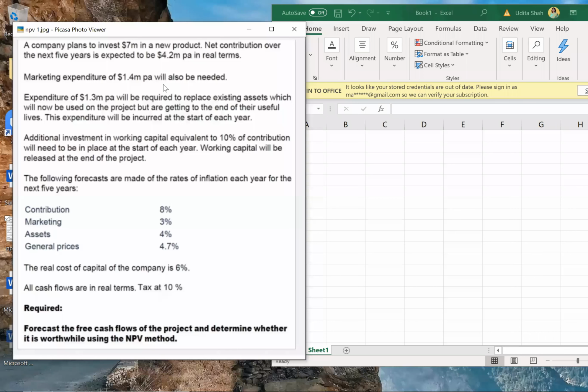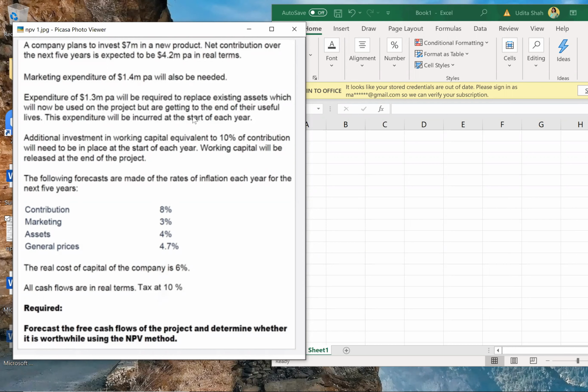Expenditure of 1.3 million per annum will be required to replace existing assets which will now be used on the project but are getting to the end of their useful life. The expenditure will be incurred at the start of each year. Now guys, you already know the meaning of start of each year. Start of each year means what? Year one's expenditure will be written in year 0. Correct. Year two's expenditure will be written in year 1 because it is the start of the year.